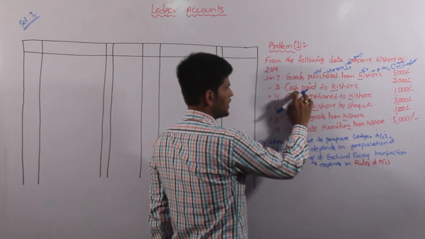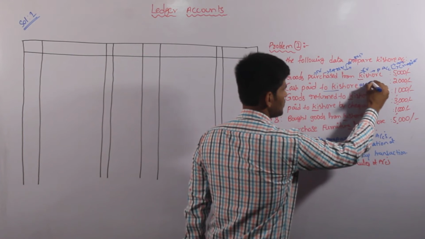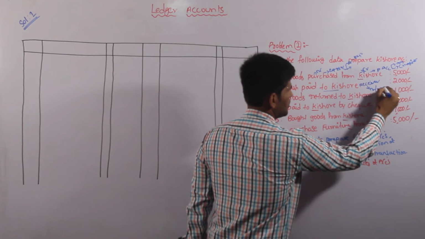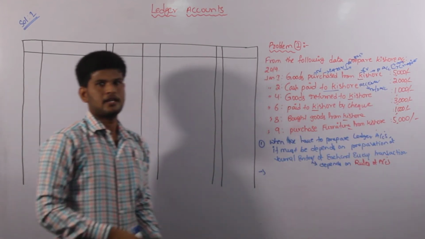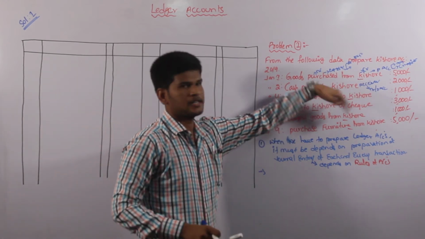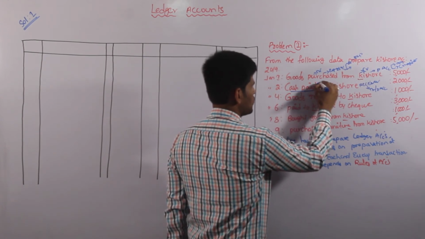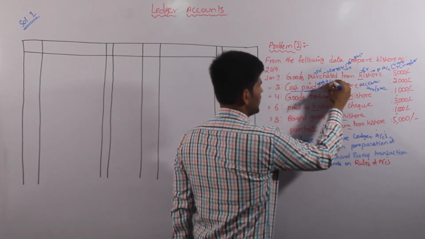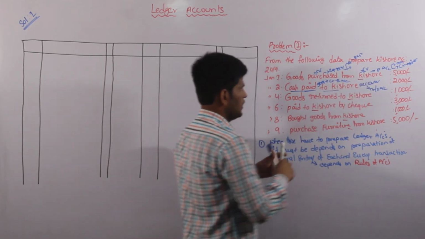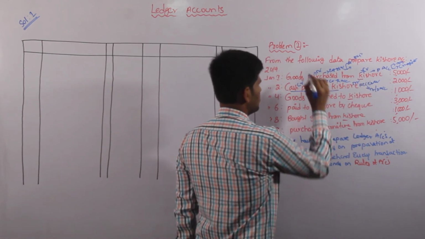And come to the next one, cash paid to Kishore. So to Kishore is nothing but he is the receiver. The receiver is there in debit side of personal account. This is our personal assumption when we are going to enter the transaction. So it is our personal indication to enter the transaction. And cash paid means goes out. Goes out is there in credit side of real account. So this one is debit and this one is credit.